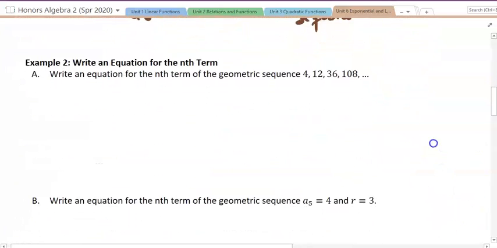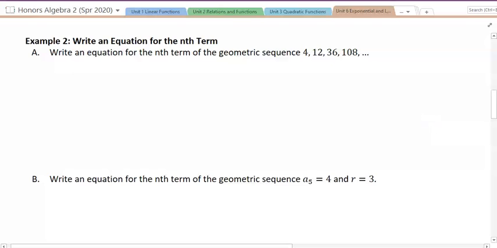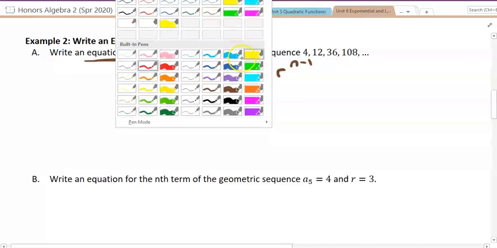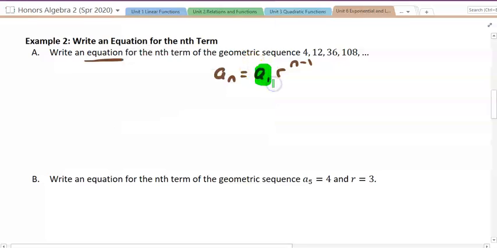And so look at example 2. A couple of examples here. I want to write an equation for the nth term of the geometric sequence, and we're given 4, 12, 36, and 108, and the sequence continues. When we want to write the equation of this, we want it still in this same form. A sub n is equal to a sub 1 times r to the n minus 1. And we're going to put a number in for the a sub 1, and a number in for the r, but we're not going to put anything in for the n, because we want this equation to be open-ended so that I can find any term of this sequence.